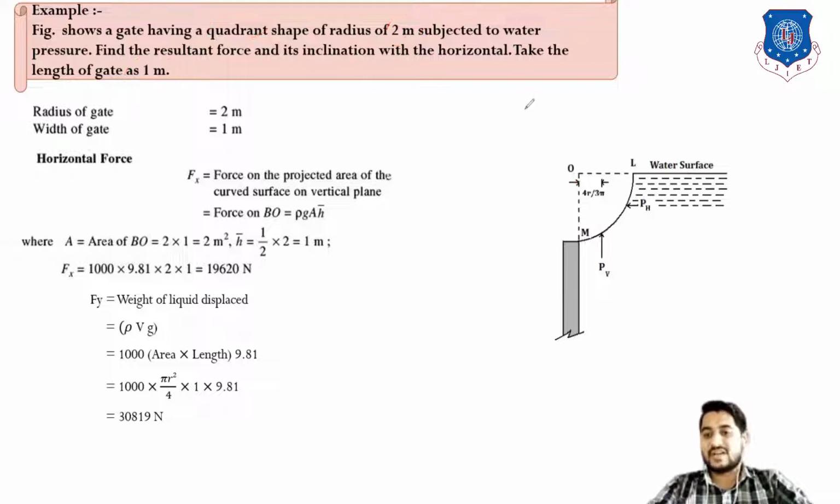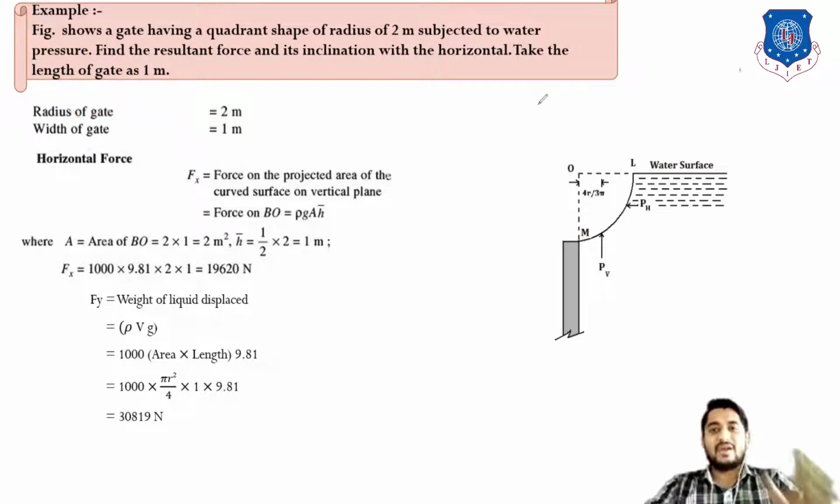Here this is the side view of the gate and this is a two-dimensional sketch. So length is already given but not shown in this sketch. If we draw the gate here, then the length is 1 meter. We can draw it here. Clear? So at the back side, the length is 1 meter. Now the radius of the gate is 2, width of the gate is 1.